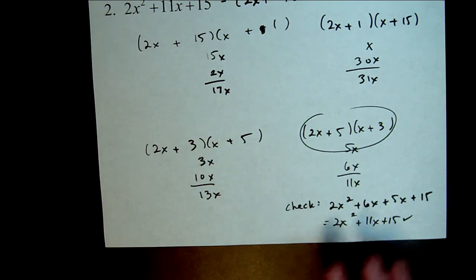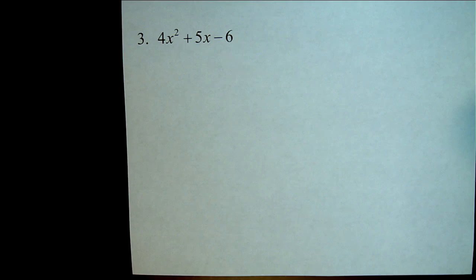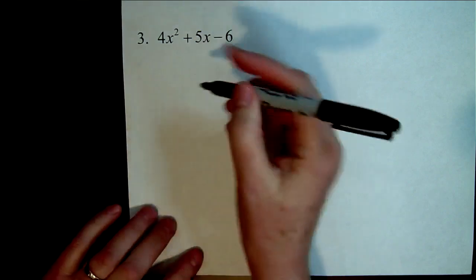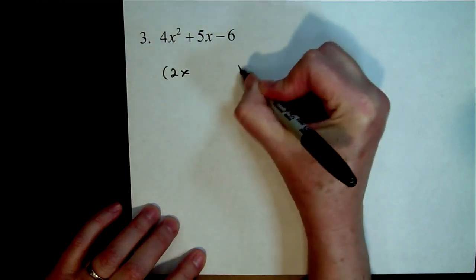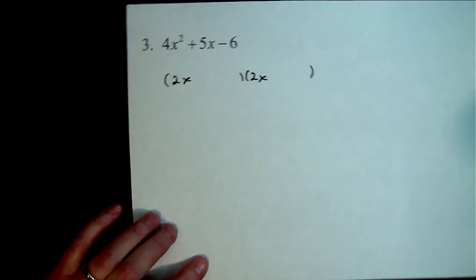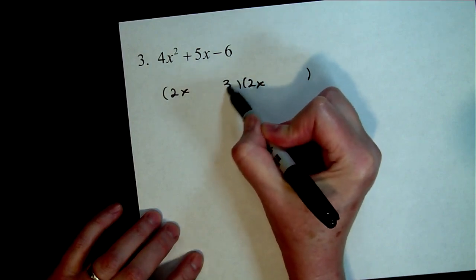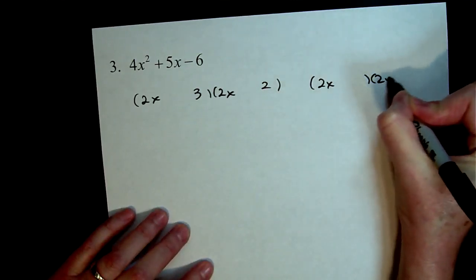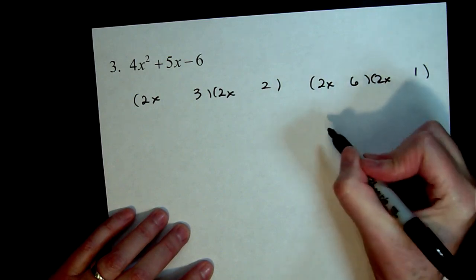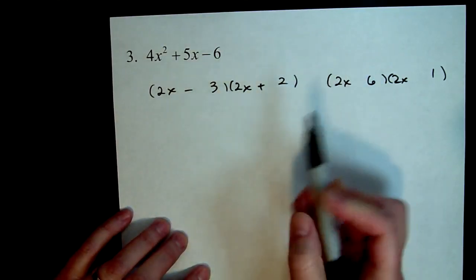Okay, and then the next one has a negative on the back end. So I know that I'm going to need to have a plus and a minus in my parentheses. So I'm going to start out with 2x and 2x. I like to start out with smaller numbers if possible. So let's see. And to get a 6, I could have a 3 and a 2, or I can have a 6 and a 1, or I could have, well, let's start there. Let's see what we get. So let's say I randomly pick negative and then positive.